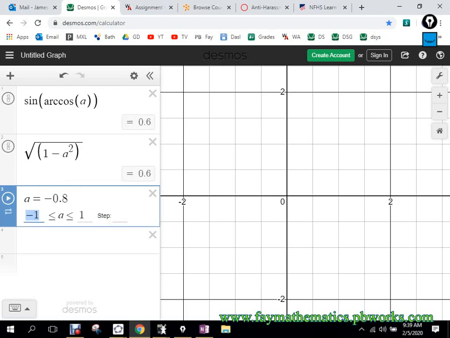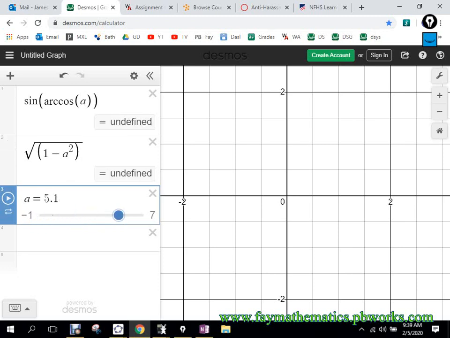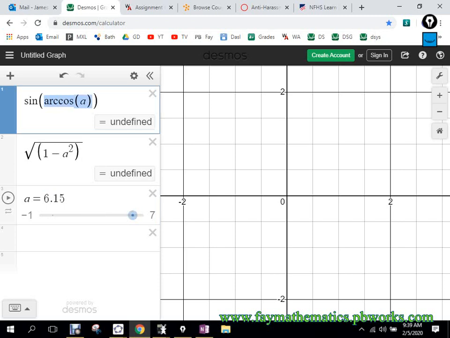Okay? Let's see what happens when I go outside of negative 1 to 1. Let's go to 7. Undefined. And the reason it's undefined is because when I put a 7 in there, that function is not defined for a value of 7. So it's undefined, therefore sine of undefined is obviously undefined. Okay? Yes? So the answer is just going to be the missing side. No.